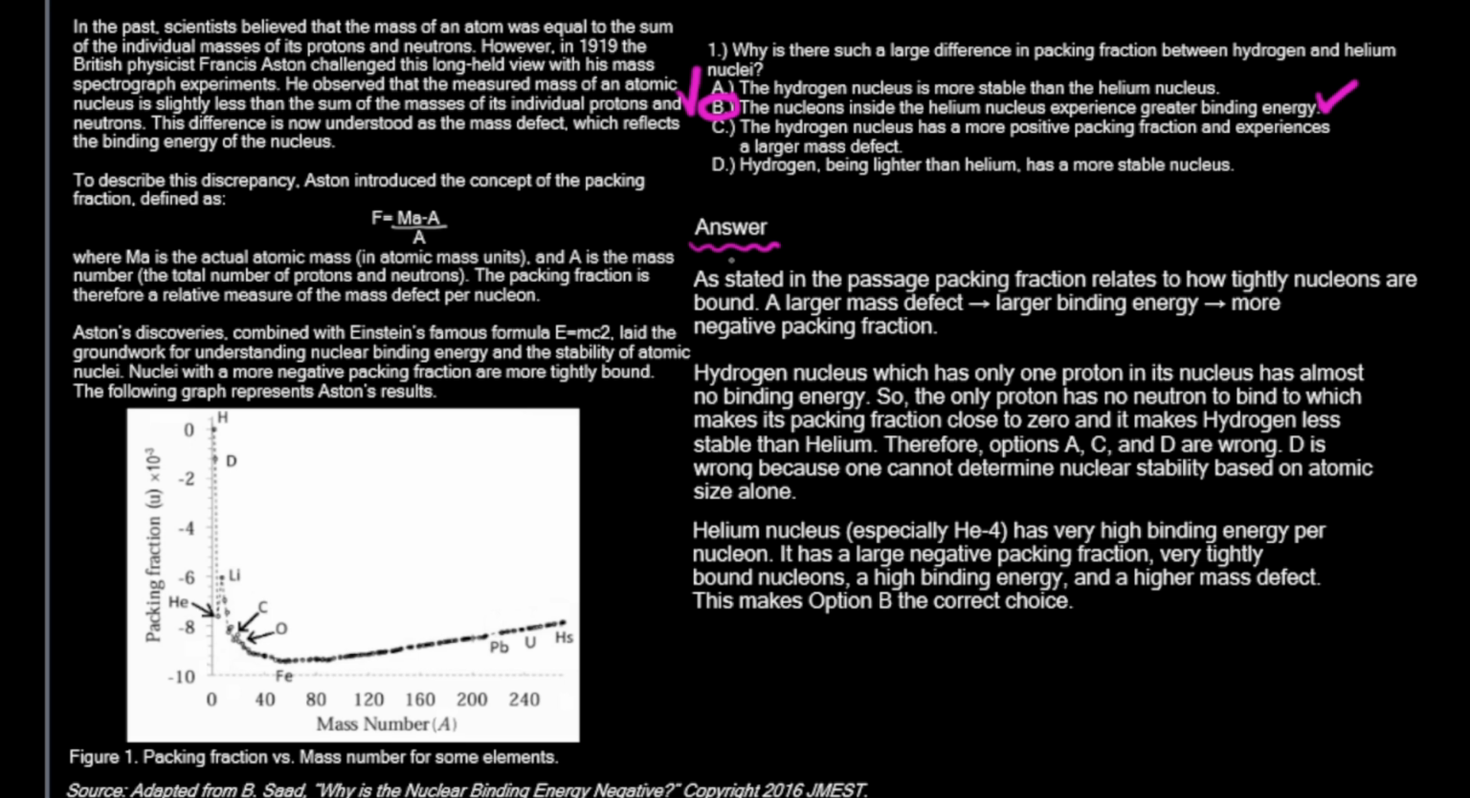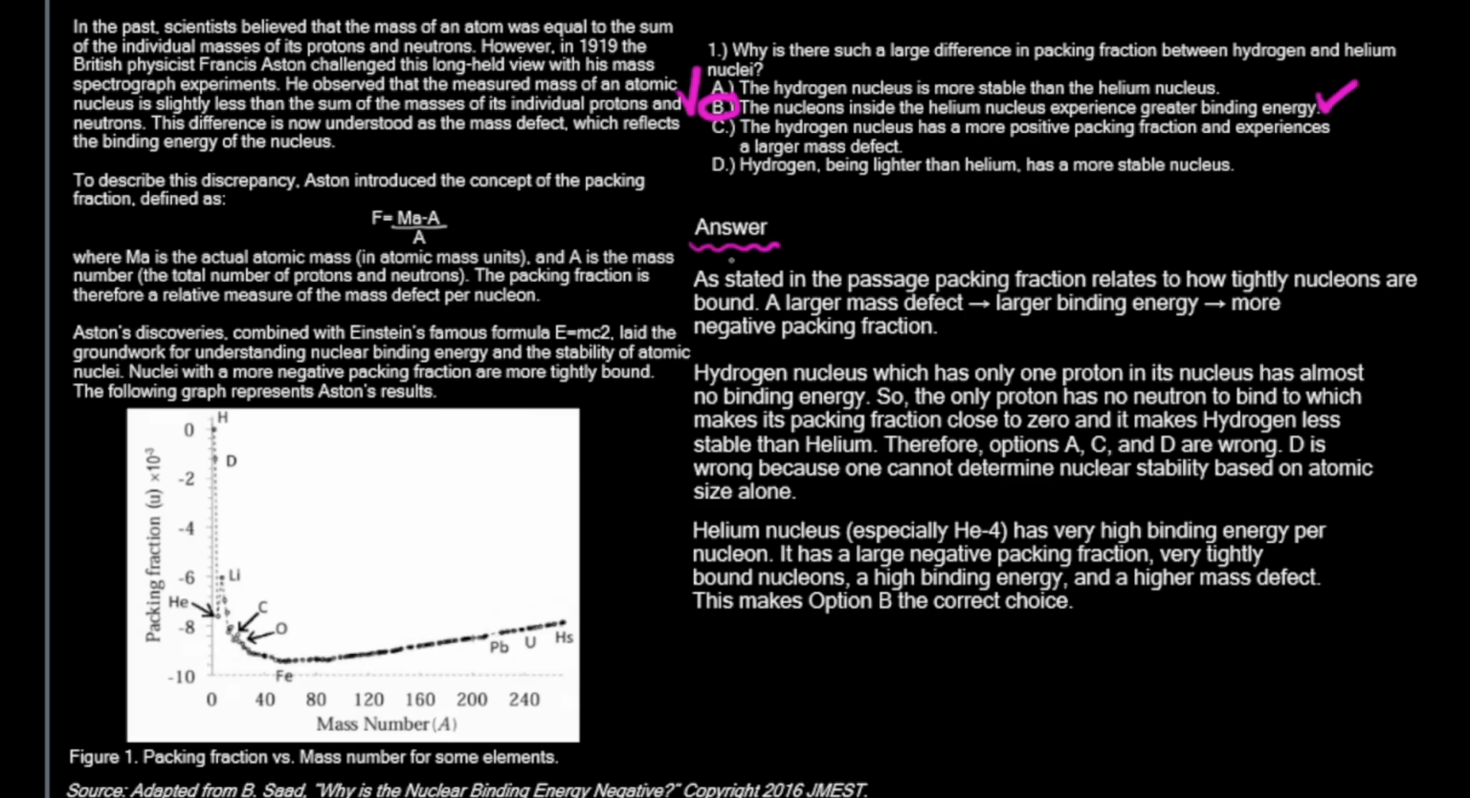Question number 1 states, why is there such a large difference in packing fraction between hydrogen and helium nuclei? For this question, we need to refer to figure 1, the only figure in this passage. As you can see from the figure, the packing fraction for hydrogen is close to 0, and the packing fraction for helium is between -6 and -8. So the answer to this question is B.